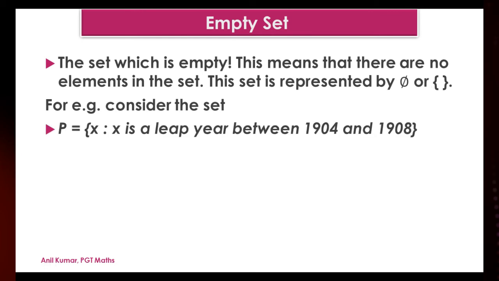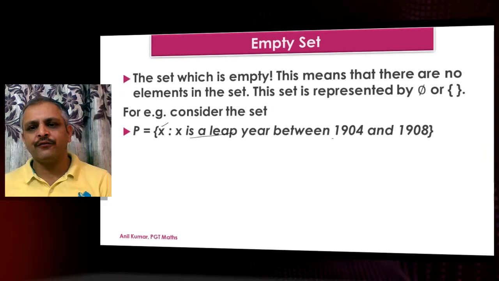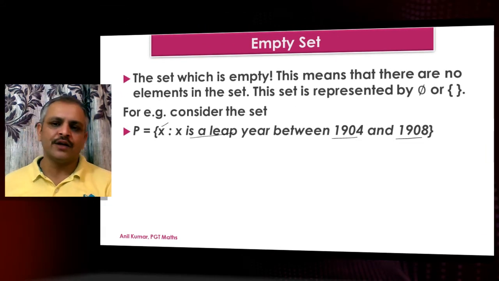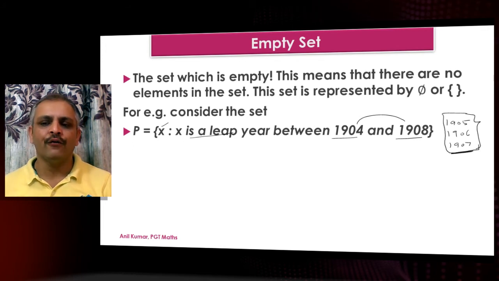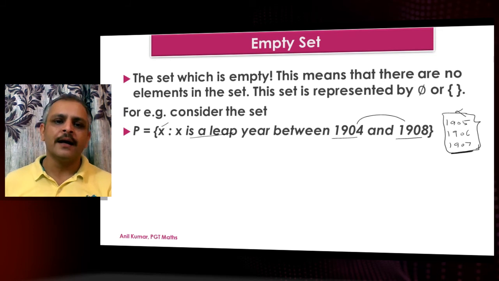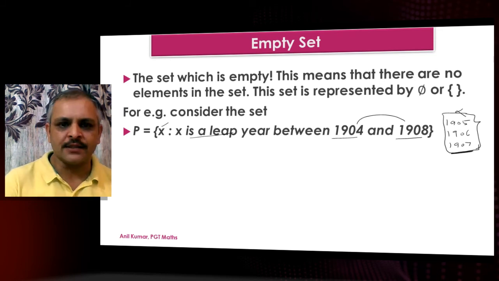Here I have taken an example of set P, where P consists of the elements x. What is x? x is a leap year between 1904 and 1908. See how many years are in between 1904 and 1908: 1905, 1906, 1907, and none of them is a leap year because none of them is divisible by 4. So no leap year lies between 1904 and 1908. So it's an example of the empty set.